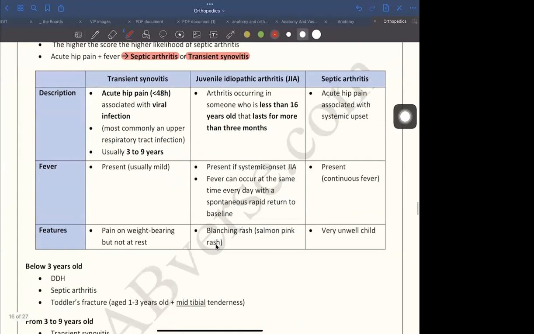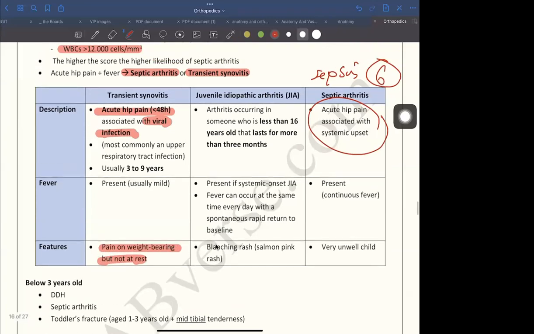All right. So septic arthritis is a very important diagnosis, a very important thing to know. And this is how you're going to treat it. If you remember how we discussed the sepsis six protocol, this is the treatment for septic arthritis. There's something called transient synovitis. It's acute hip pain, less than 48 hours, occurs with viral infection, most commonly happens in the hip joint, and follows an upper respiratory tract infection. The pain is on weight bearing, but not at rest.